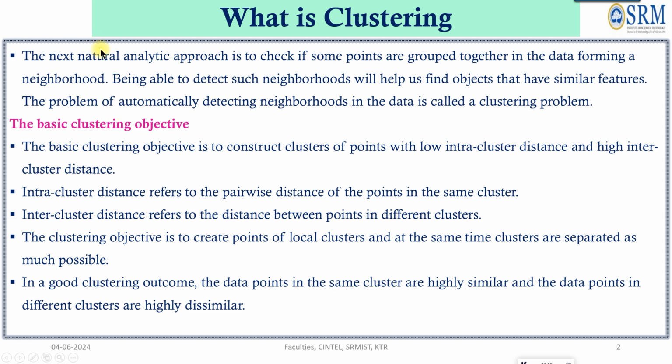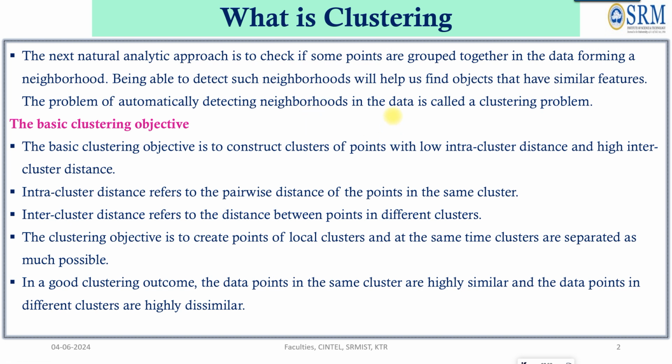That is, the formal definition: the natural analytic approach is to check if some points are grouped together in the data, forming a neighborhood. Being able to detect such neighborhoods will help us find the objects that have similar features. The problem of automatically detecting neighborhoods in the data is called the clustering problem.